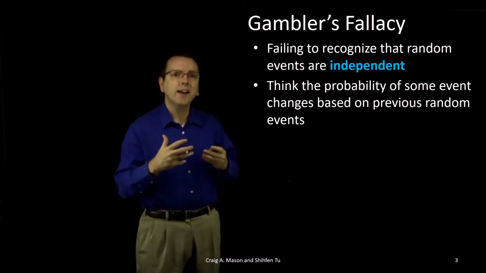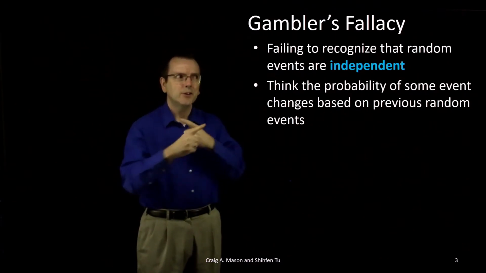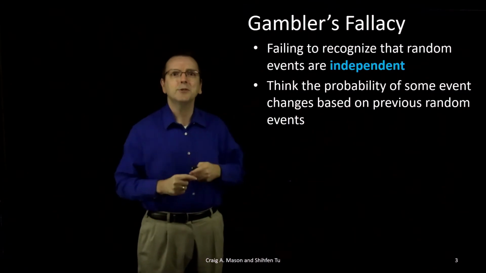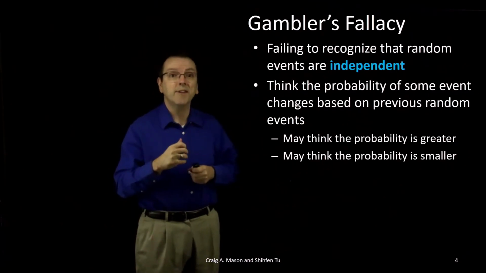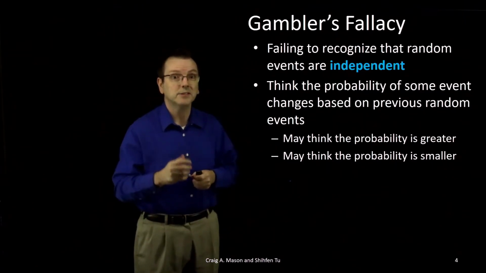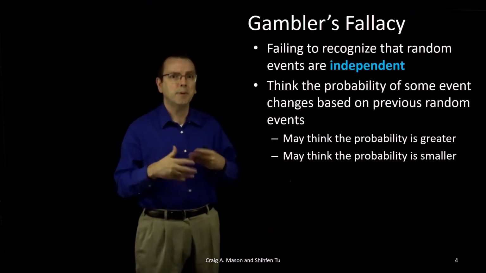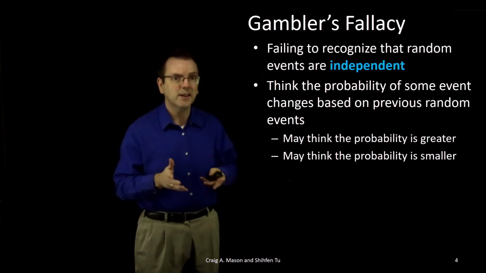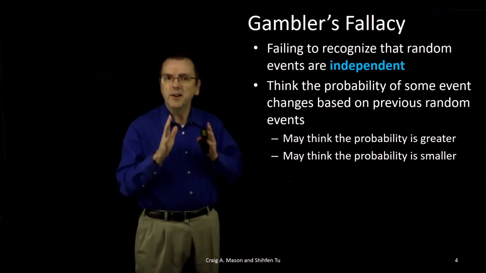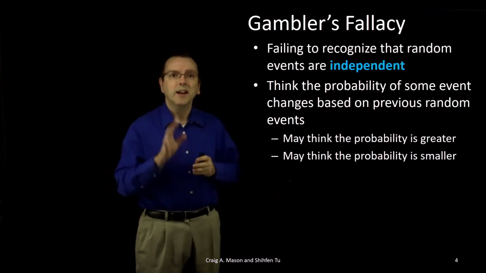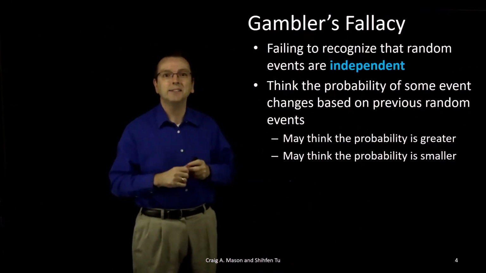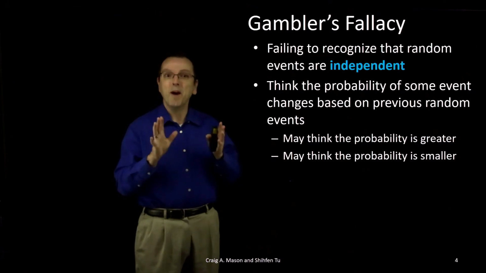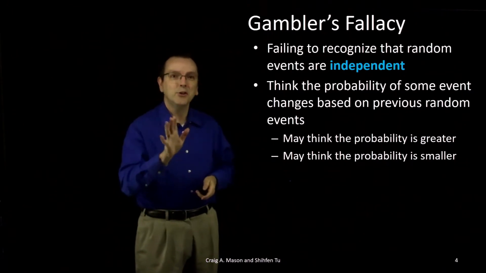Now, the gambler's fallacy can operate in two completely different directions. Someone may think the probability of an event is greater than it really is, or they may think the probability of an event is less than it really is. To understand how that happens, let's look at the classic example of the gambler's fallacy, the story behind how it got its name, using roulette.